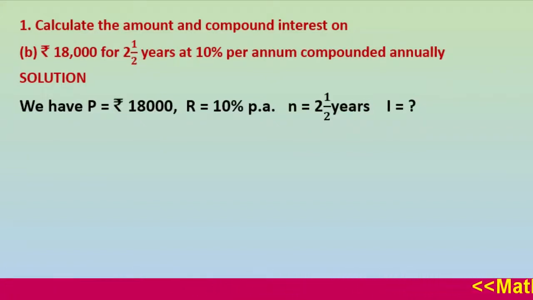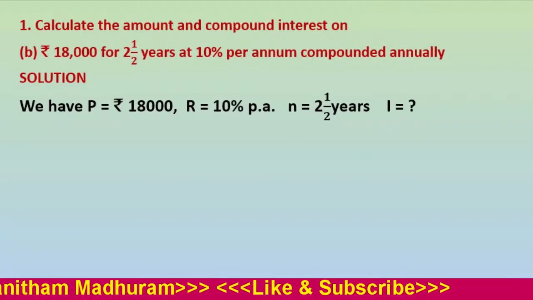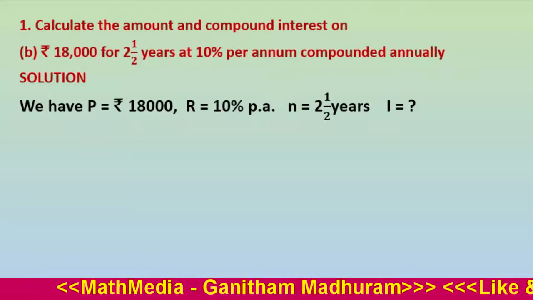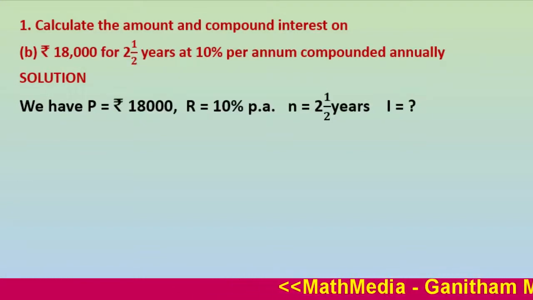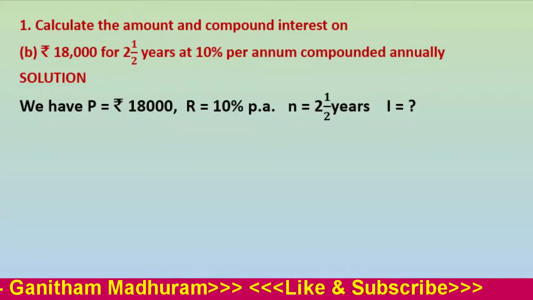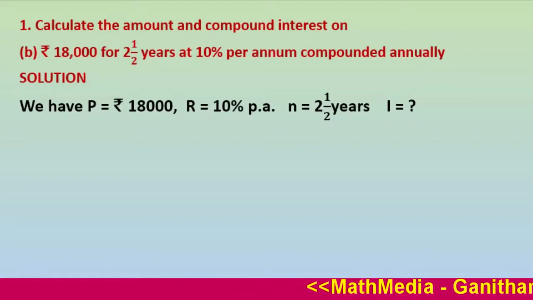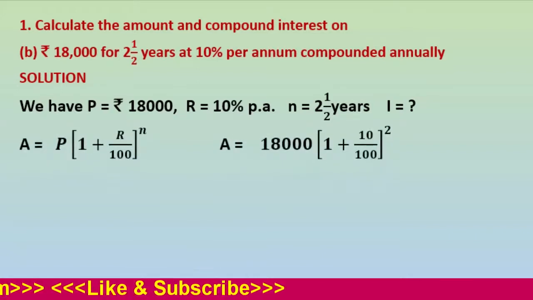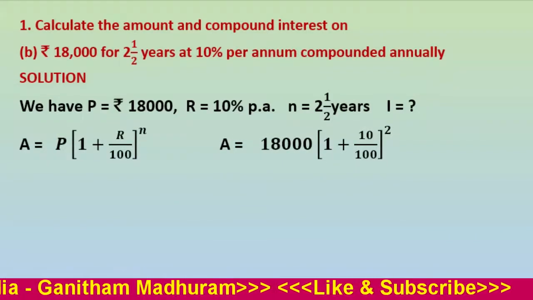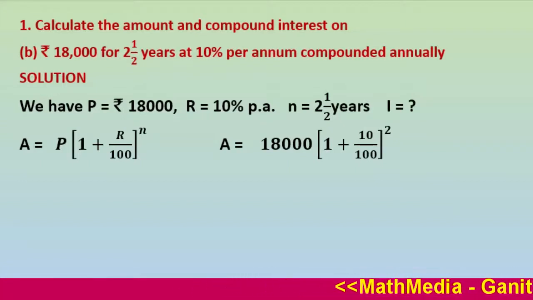So whenever the year is given in mixed fraction, the whole number we have to calculate along with the compound interest formula, and the remaining fractional part we will solve with the simple interest. That you should take care. So first we can write the formula of compound interest. A equal to P into 1 plus R upon 100 whole raised to N.